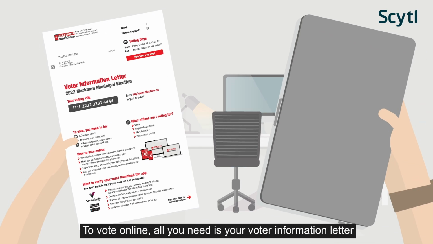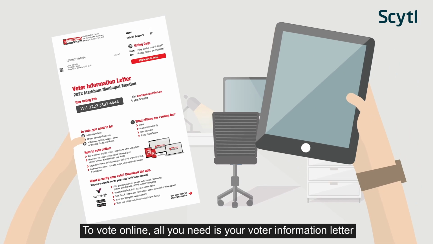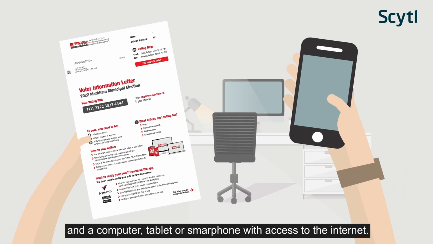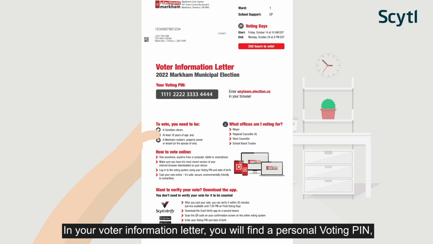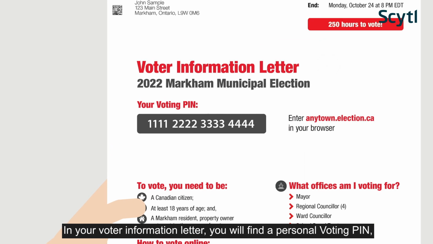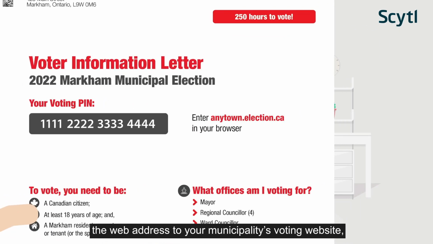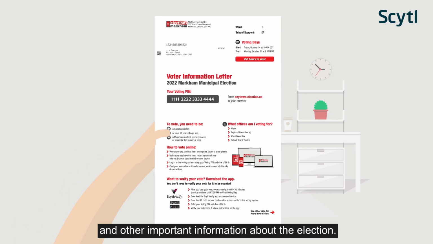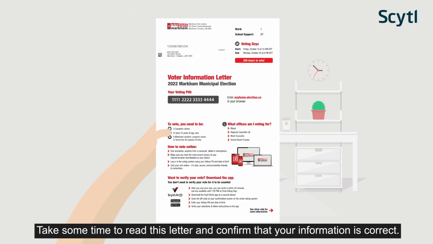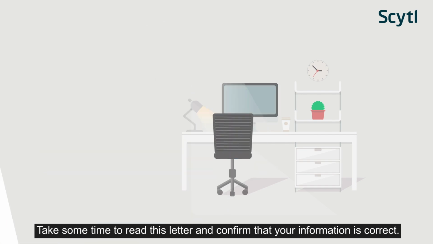To vote online, all you need is your voter information letter and a computer, tablet, or smartphone with access to the Internet. In your voter information letter, you will find a personal voting PIN, the web address to your municipality's voting website, and other important information about the election. Take some time to read this letter and confirm that your information is correct.